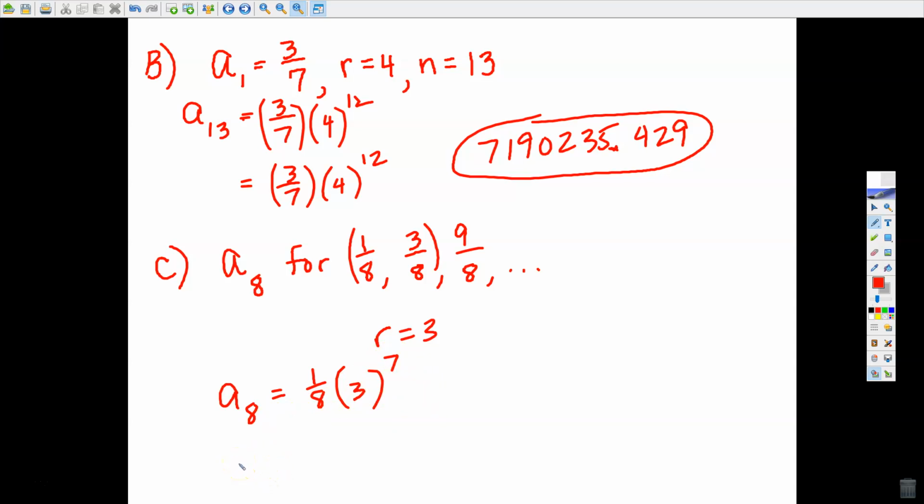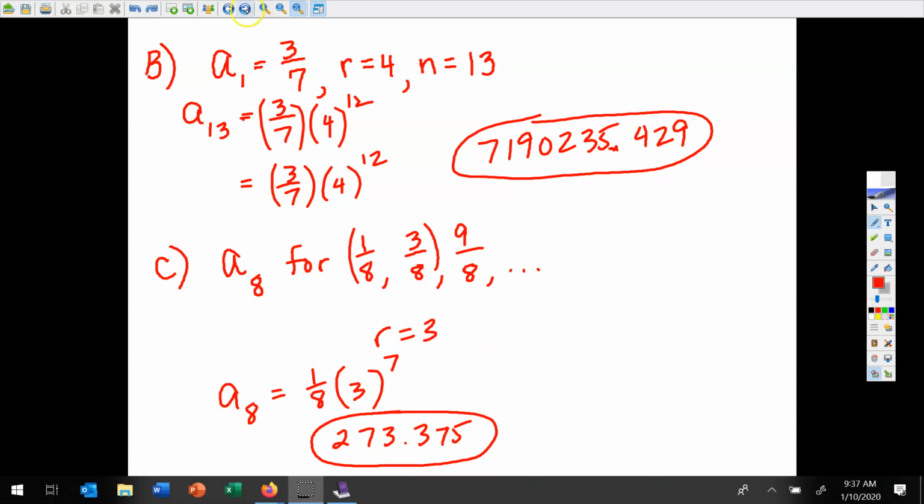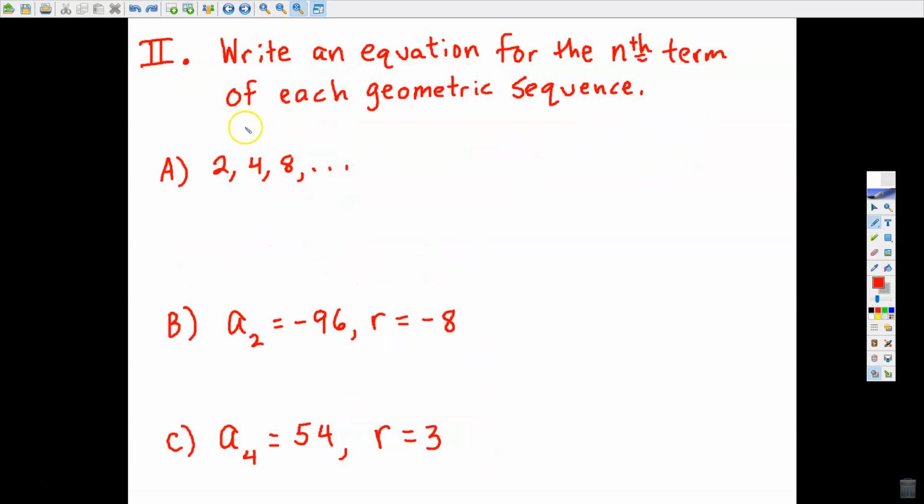All right, so let's go to our calculator. And it looks like that's 273.375. All right, very good. Moving on to our next set of problems.